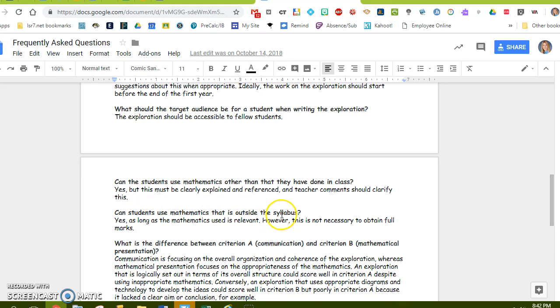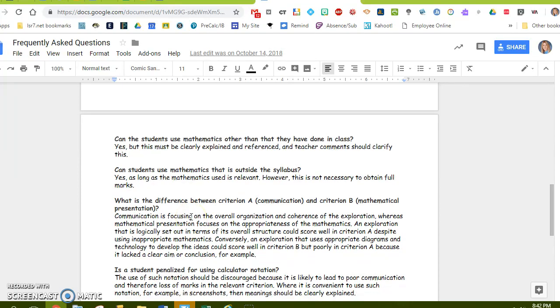Can you use mathematics that is outside the syllabus? Yes, but it has to be relevant. You don't have to do that. Again, sometimes that's difficult to do.